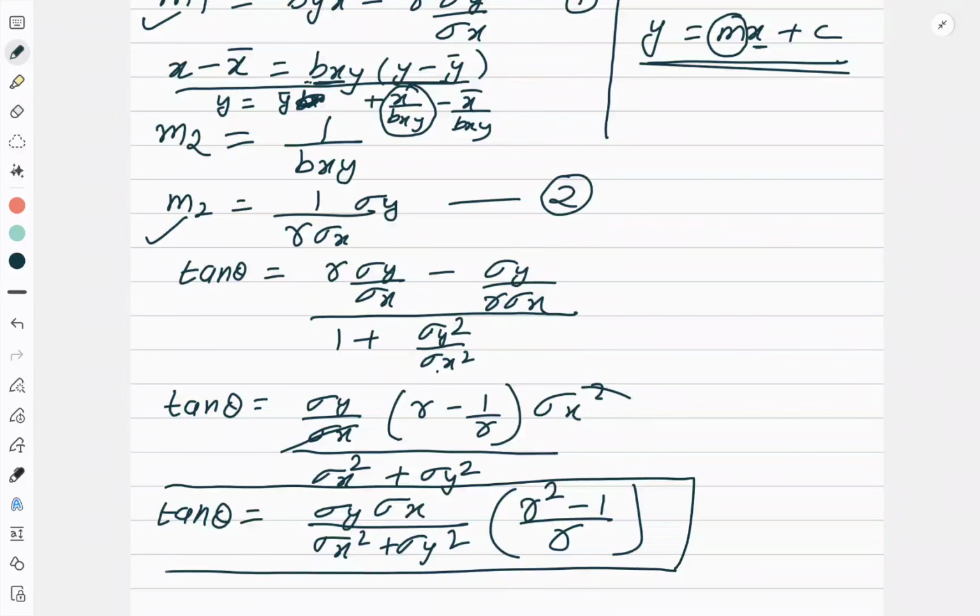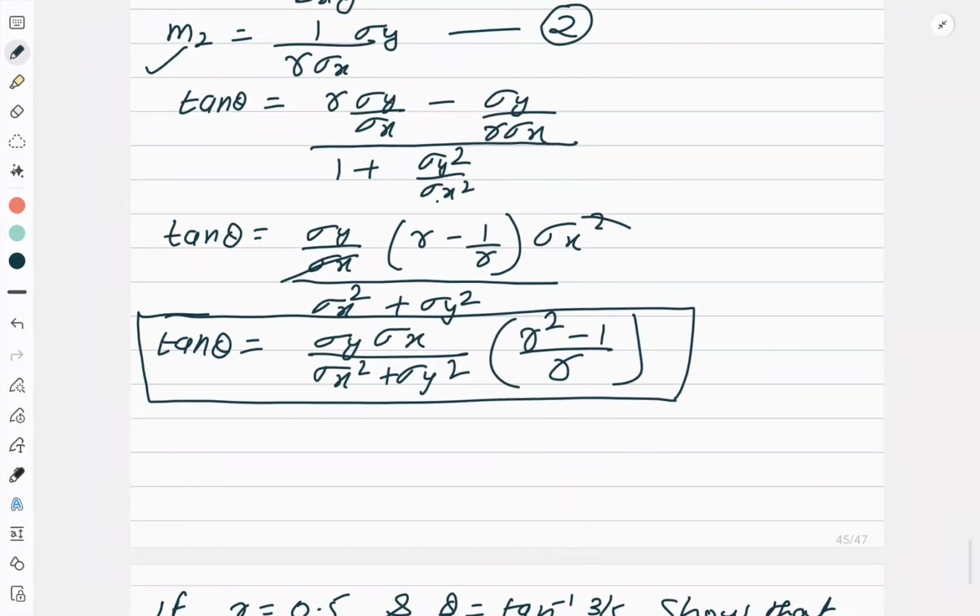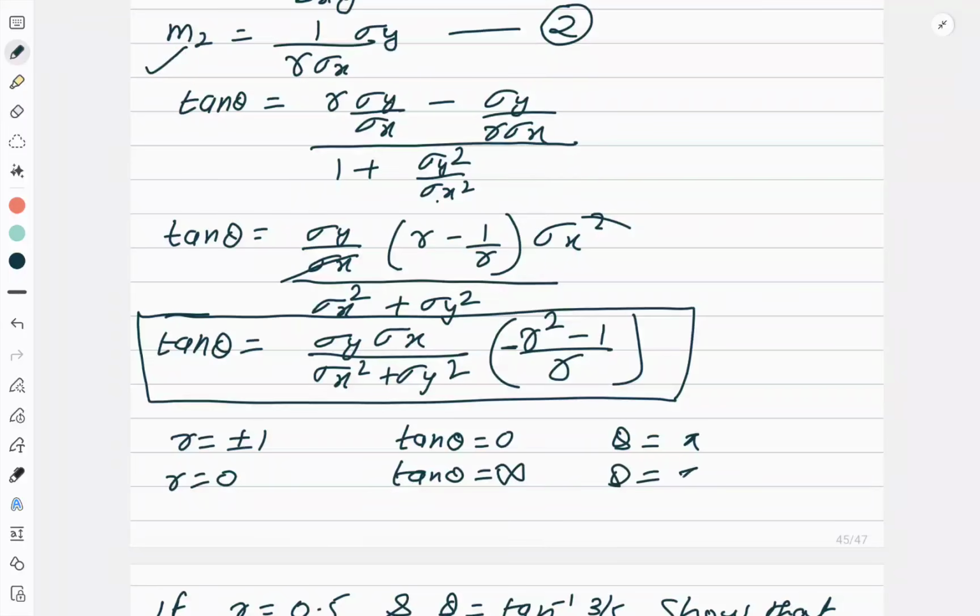So the first part of the question is sorted. I got the expression for tan theta. Now they are asking to discuss the significance of r is equal to 0 and r is equal to plus minus 1. Now if you put r is equal to plus minus 1 here, definitely the result will become 0, means tan theta is 0, and tan theta is 0 when theta is equal to pi or 0, right? So in that case, I can say that the angle between the lines is 0. Now if I say r is equal to 0, means tan theta is equal to infinity. Infinity means theta is equal to pi by 2.